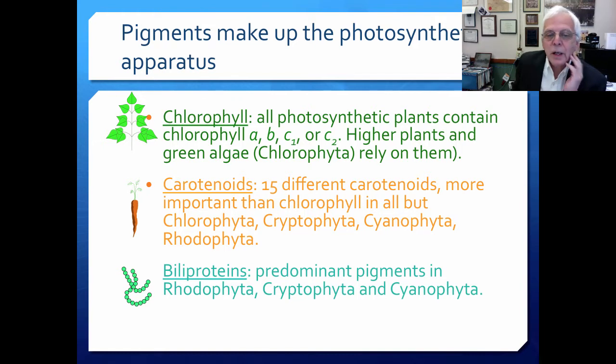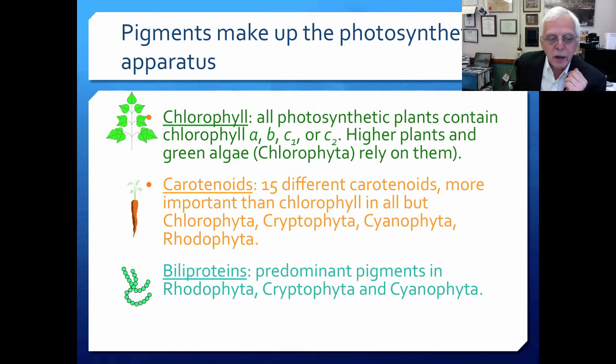Basically, all photosynthetic plants contain chlorophyll A, B, or C1 or C2. The higher plants and green algae, that is to say the chlorophyta, really rely on the various chlorophylls. Very important, that green pigment that gets lost in the fall. Well, one pigment that you see in the fall after the chlorophyll goes away from the trees are the carotenoids, and these are very orangey, yellowy materials, and there are 15 different carotenoids.